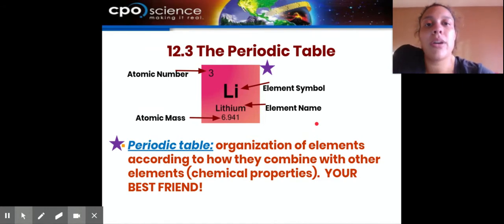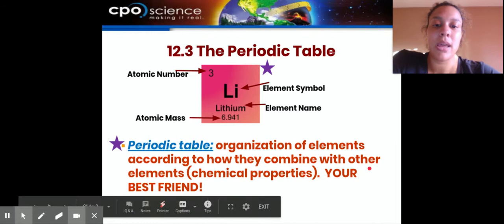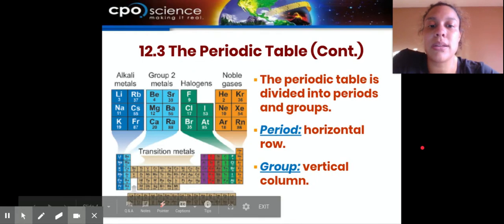Anyway, the periodic table was organized by a guy named Dmitry Mendeleev. He was able to put them in order by, obviously, atomic number, but there are many repeating patterns of physical and chemical properties on the periodic table that we'll be able to identify. We like to say it's going to be your best friend for this chapter because you do have to reference it a lot when you're figuring out protons and neutrons and electrons and things like that.